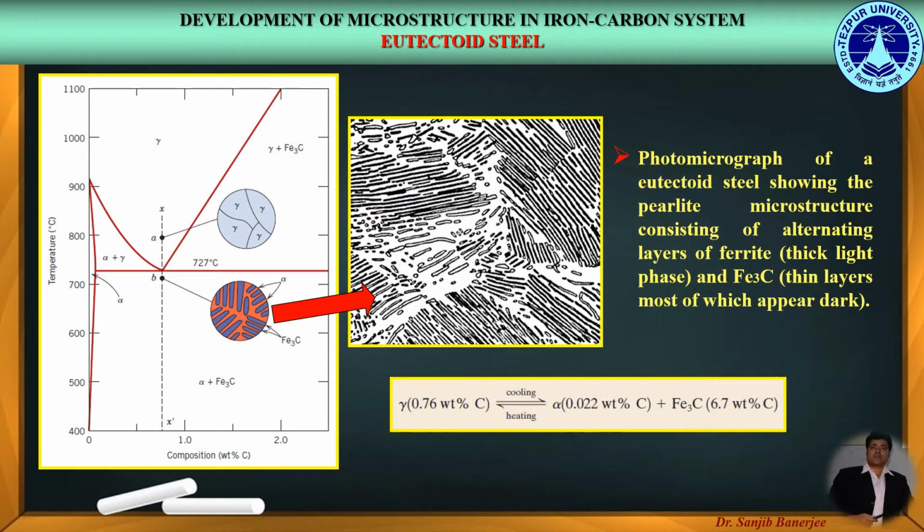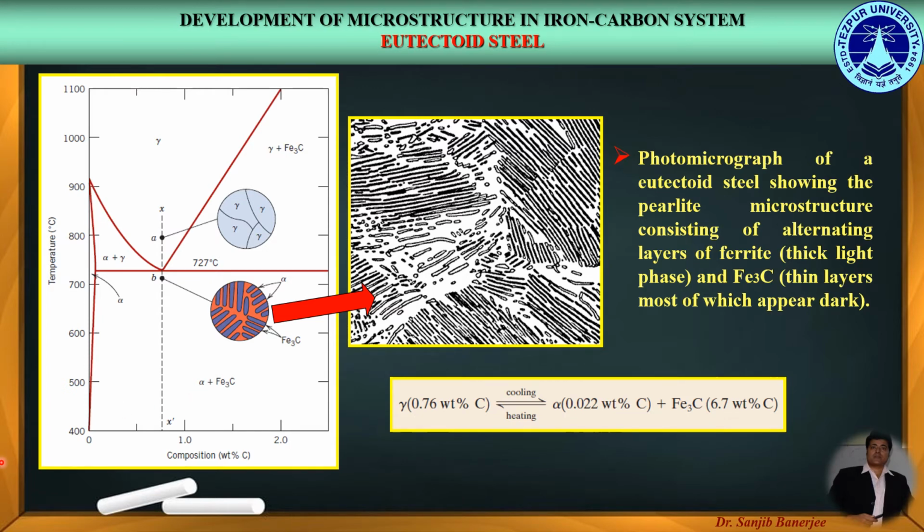We will now discuss the development of microstructure in the iron-carbon system. Let us first consider the eutectoid steel. In this figure, we can see the bottom left corner of the iron-carbon phase diagram, where we can see the uniform phase of austenite or gamma, the ferrite or the alpha phase. Here we can see a combination of ferrite plus austenite, and over here a combination of ferrite plus cementite, together termed as pearlite.